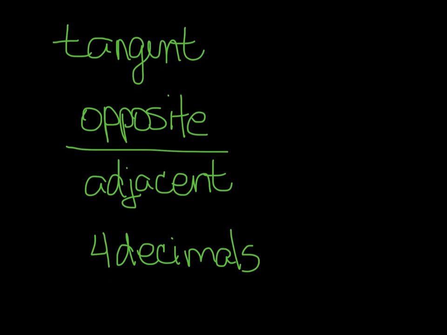So what do you need to know for the quiz that you will be taking in the morning? You need to know that the trig ratio that we worked on today is the tangent ratio. That's important. You need to know that the ratio for the tangent is the opposite side over the adjacent side. And you need to know that when we divide that out, we are looking for 4 decimal places.